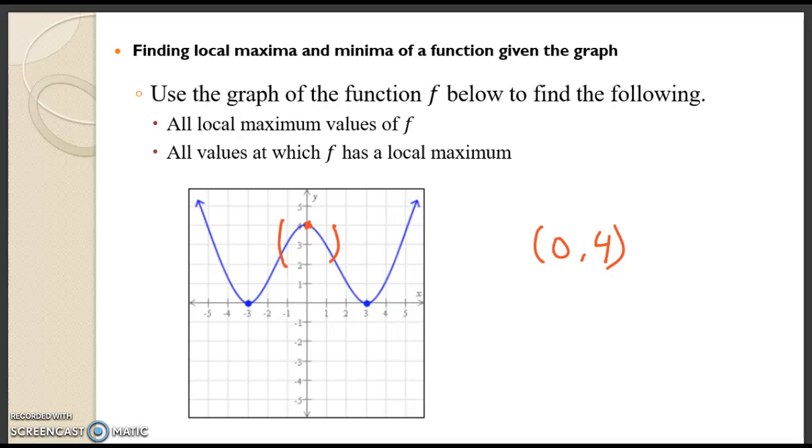So we want to find all local maximum values of f. So where is the function at its highest around that area? It's at the number 4. And where is that located? It's located at the x value 0. So that is finding local maxima and minima of the function given a graph.